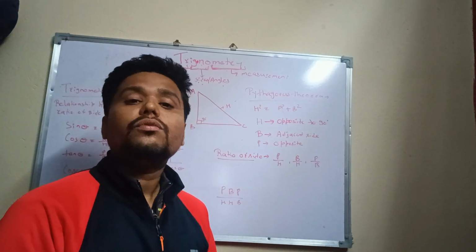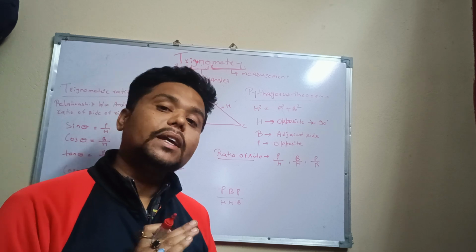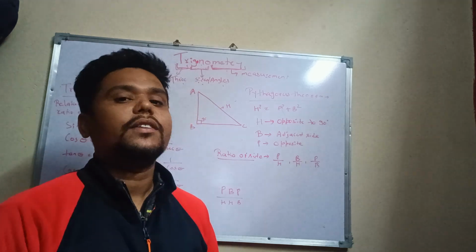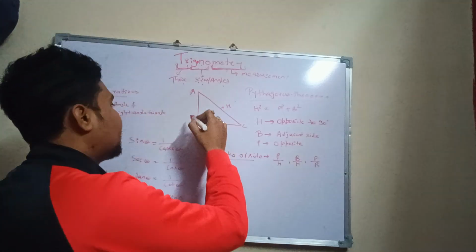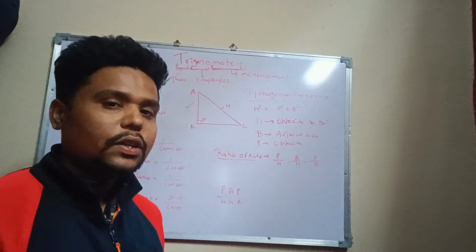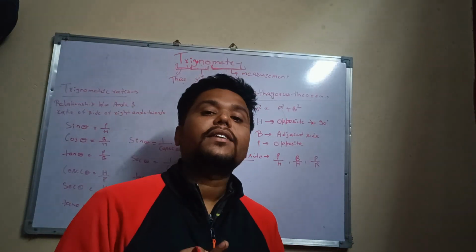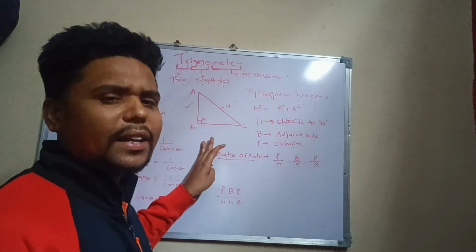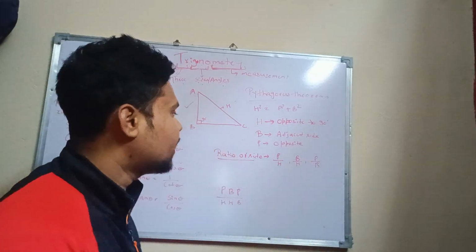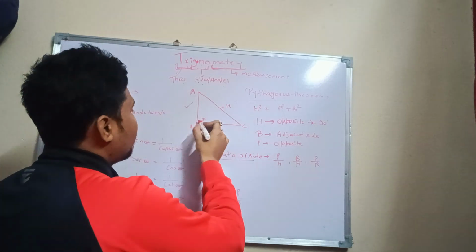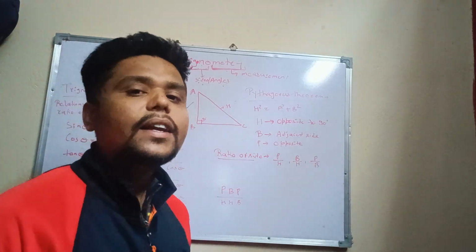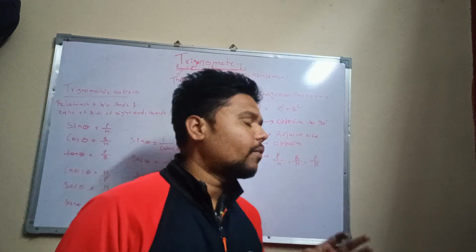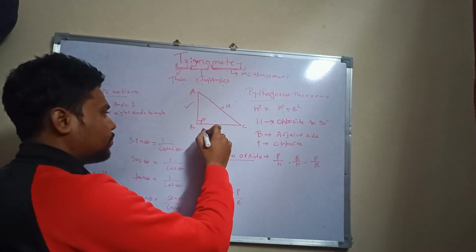So where do we use trigonometry? Is it applicable in all triangles? No, it is only applicable in a right angle triangle. Bear in mind that trigonometry is only applicable in a right angle triangle. So what is a right angle triangle? As we know, a right angle triangle is a triangle where one angle is 90 degrees.